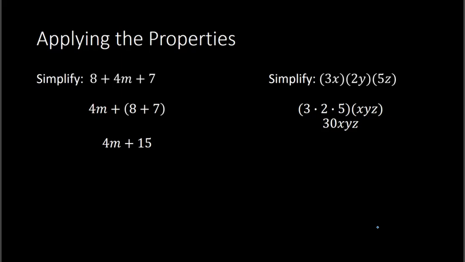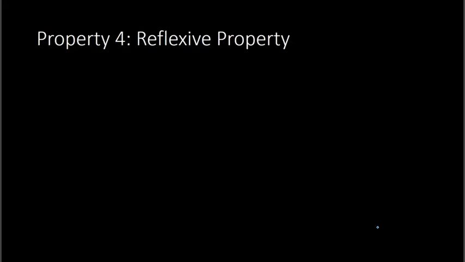Okay, we're going to finish with a couple more properties. Next we have what's called the reflexive property. The reflexive property looks like this, where we have a equaling a, or 4 equaling 4, or any number, any value being equal to itself. That is your reflexive property.